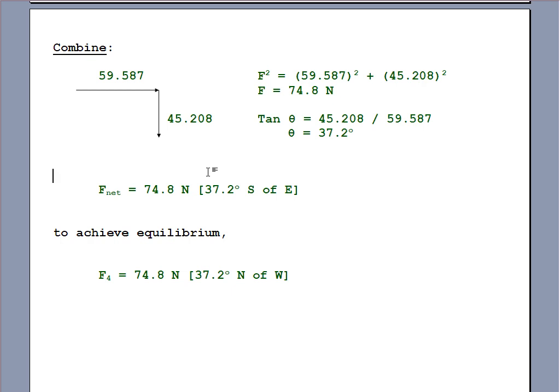And that's the end of the first day, just balancing forces at a point, preferably with vectors. If you have to, we'll do it with components, but it's nowhere near as nice.